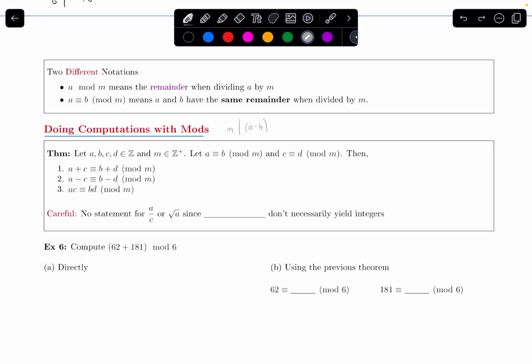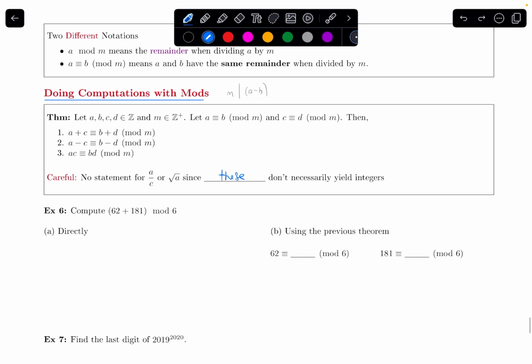Okay, so I want to be careful in that there's no statement like these for dividing two of these things or rooting them, because when I do either of those, these don't necessarily yield integers. So a divided by c won't necessarily be an integer. Same with square root of a. Whereas with all of these, they will be. So that's one of the ways I can automatically rule these out. I won't do the proofs of these statements. Instead, I want to focus this video on how to apply them. In a later video, I'll show how to do a proof of one of these congruences.